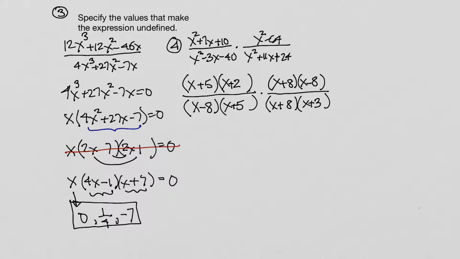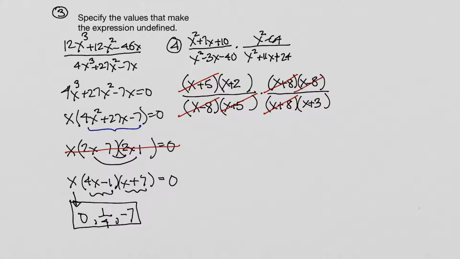So we've got everything factored. Now let's look to see if anything's common that we can cancel. Divide out, we'll cancel. So we'll get x plus 5 will go with that x plus 5. How about this x plus 8 going with that x plus 8? This x minus 8 way over here with that x minus 8.